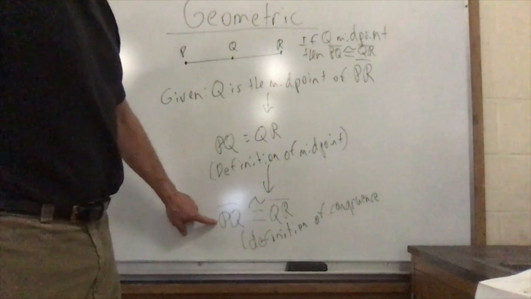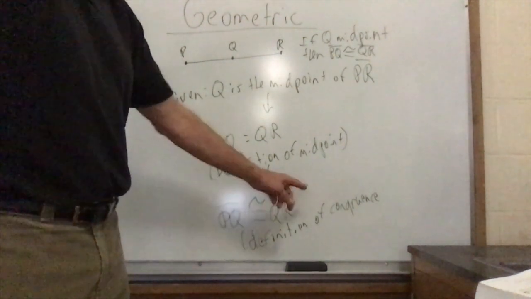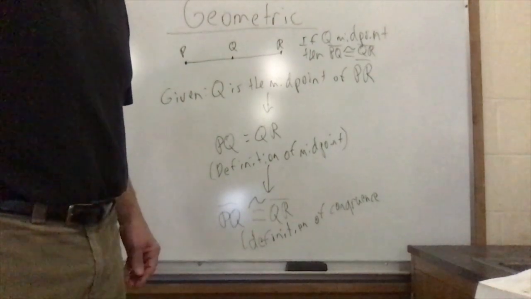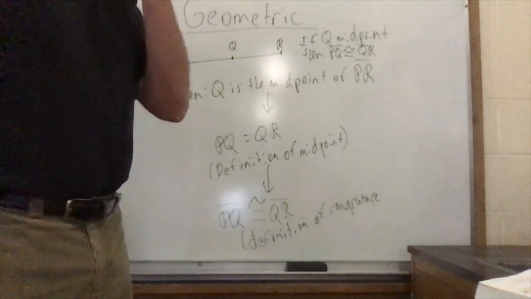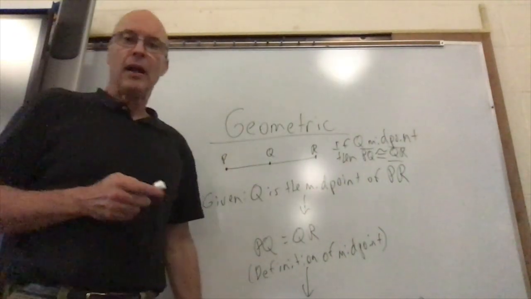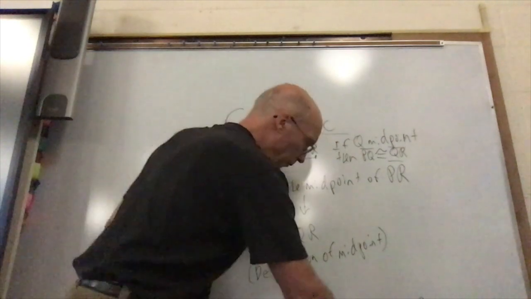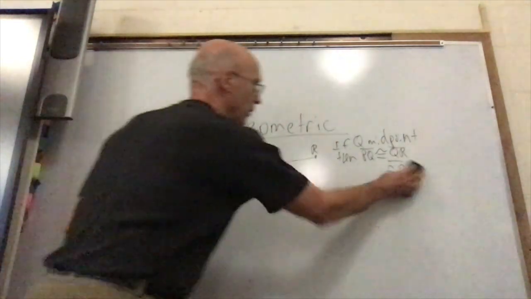Line segment PQ is congruent to line segment QR because that's the definition of congruence. So there's a very simple geometric proof. We're going to work on more of these. They're going to get more difficult. There's one last word I want you to know, and that is what a theorem is.